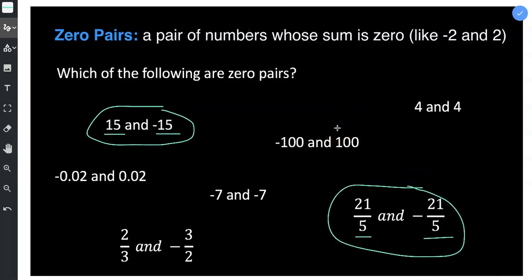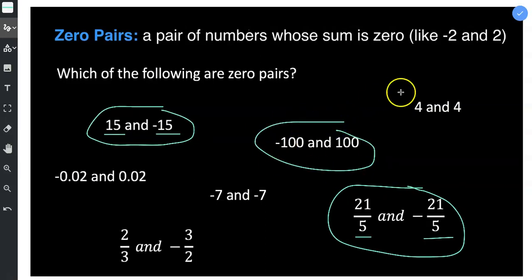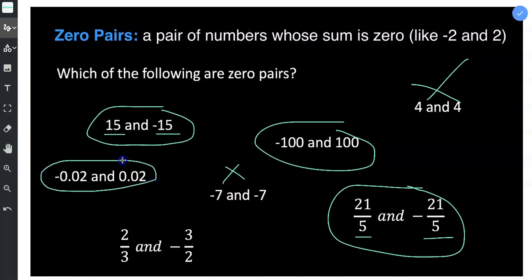I think you get the idea. So let's just go through this without typing in every single one to a calculator. So this is a zero pair, one is positive, one is negative. This is not a zero pair because they're both positive. This is not a zero pair, those are both negative. These are exactly the same number except for one is negative and one is positive, so that's a zero pair. This is 2/3, and this is negative 3/2. They're not both the same number, so those are not a zero pair.